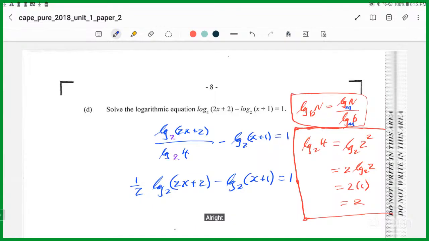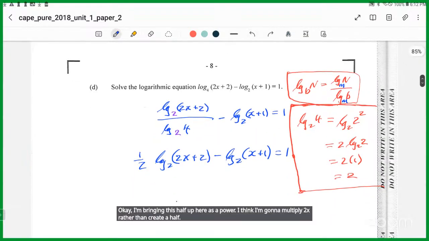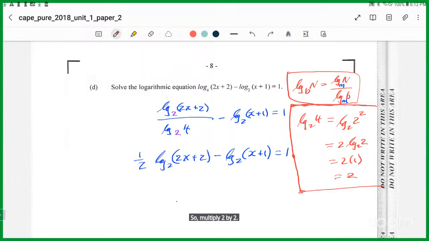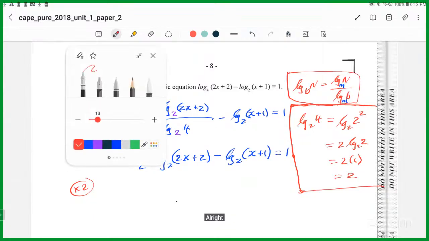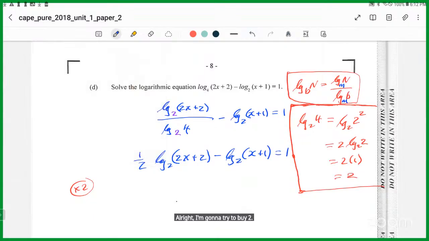Alright, now this half can come up here as a power, or we can multiply through by 2. Your choice, whichever we want to do. We can multiply through by 2 to get rid of the half, or we can bring this half up here as a power. I think I'm going to multiply through by 2 rather than create a half. So multiply through by 2. Alright, when I multiply through by 2, and I recognize that this is a factor of this, because this is 2 times x plus 1, right, so I'm looking to see if something is going.